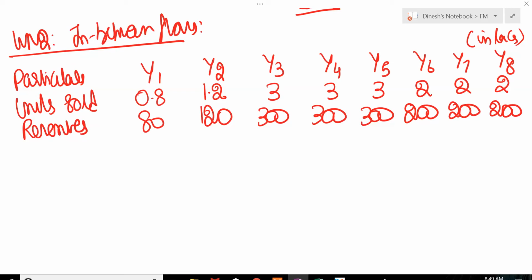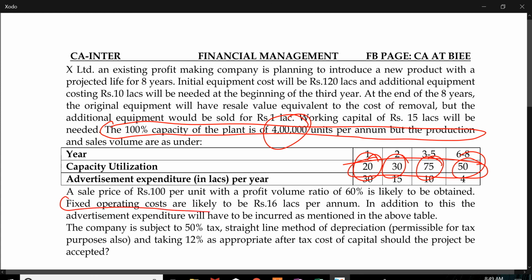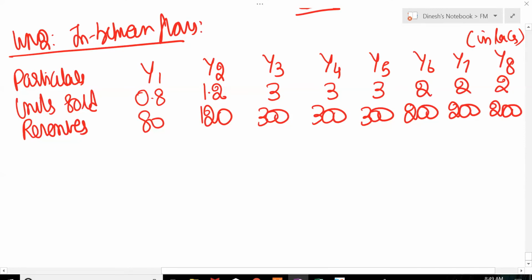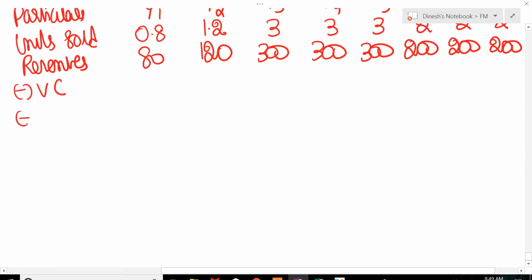Any doubts till now? What is the PVR mentioned in the question? 60%, which means my variable cost is 40%. So from revenues, now listen, from revenues I'll deduct variable cost, fixed cost, and advertisement. If I deduct all of this, I'll get PBDT, profit before depreciation and taxes. Clear? So now look, less variable cost, less fixed cost, less advertisement.